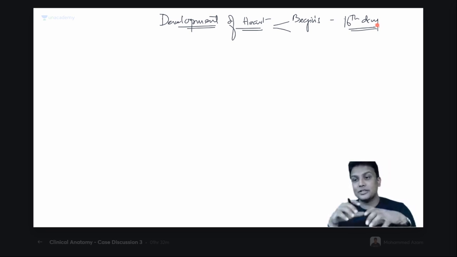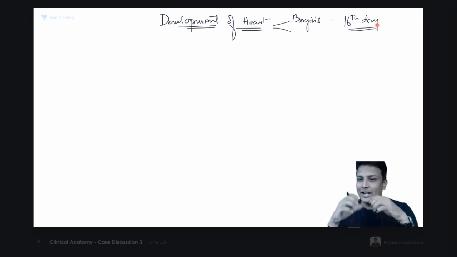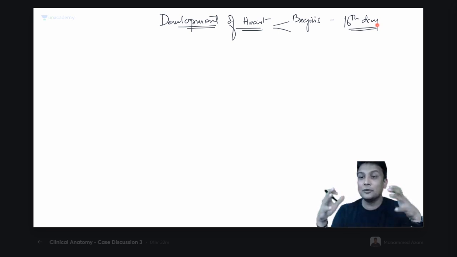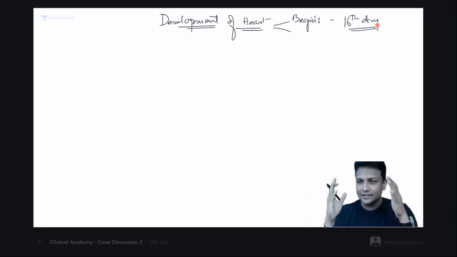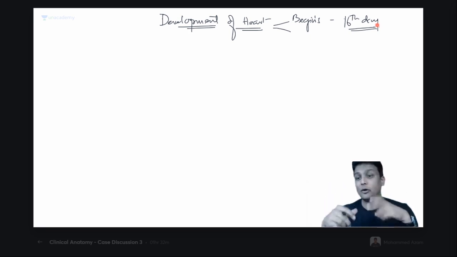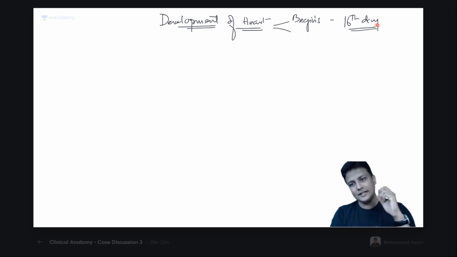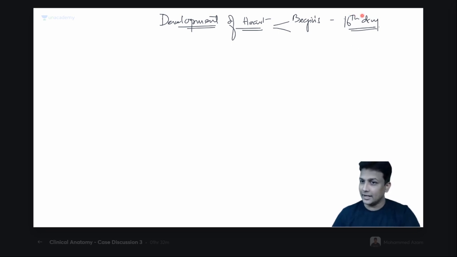Why? Because that is an organ which is going to pump the blood. And if it pumps the blood, it is going to reach every system, and further development of every system will take place, like nervous system, pulmonary system and all. So it makes sense. The first system to develop or become functional in our body is the cardiovascular system, guys. So remember, heart formation begins on the 16th day. Day is important. Don't remember month or week or whatever it is.